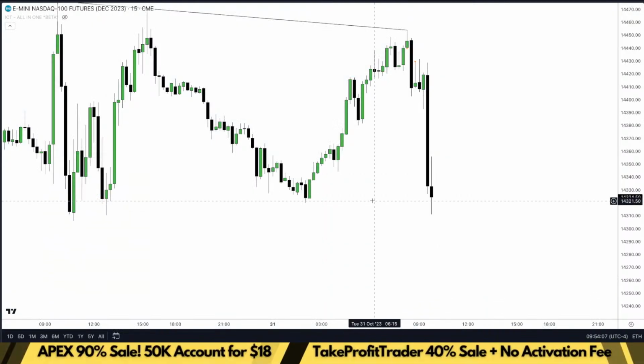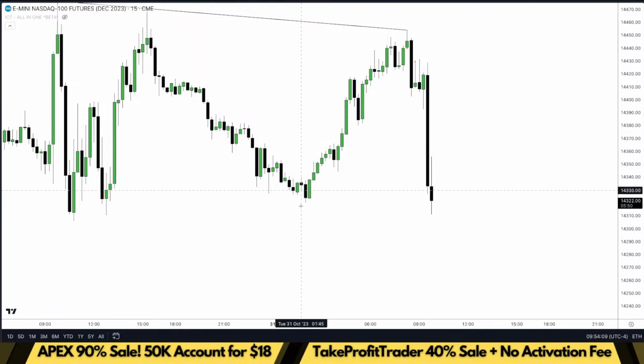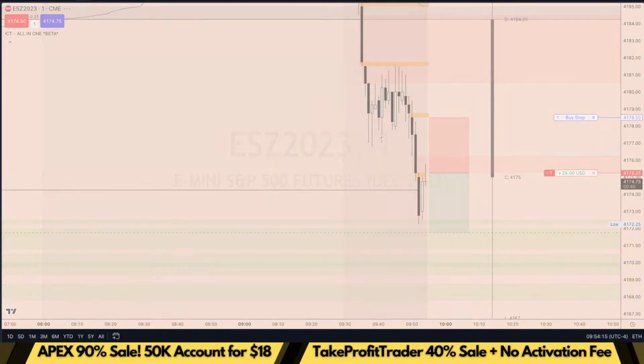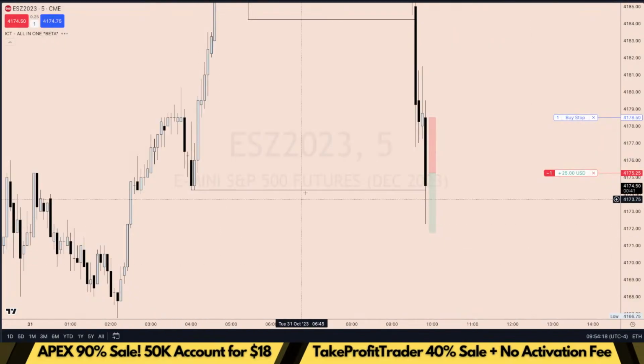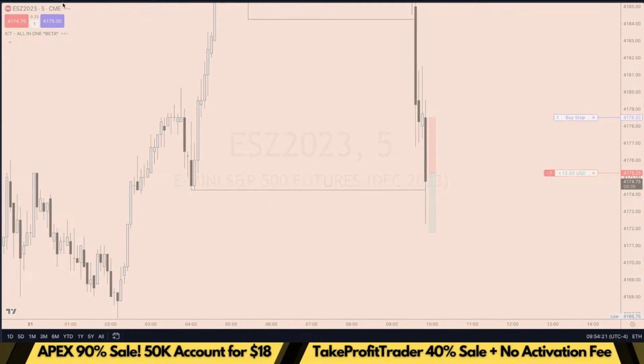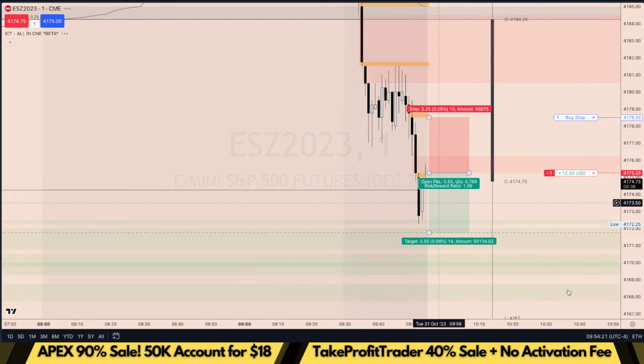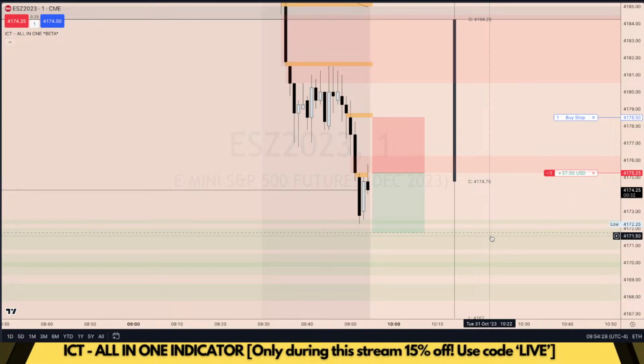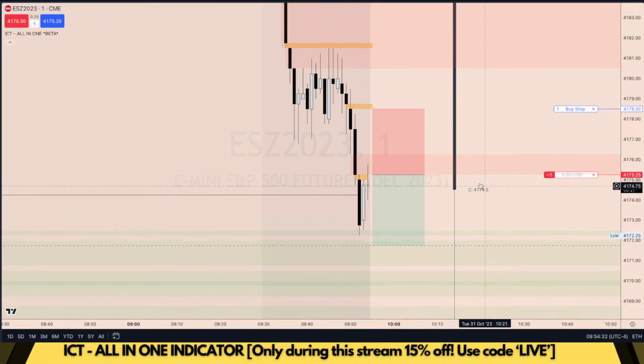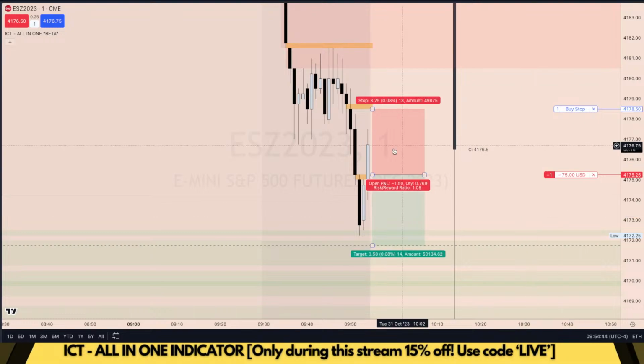So now we have pretty significant SMT divergence with NQ having taken out this 2 a.m. low right here. And we see that on ES, we didn't do that yet. We might still be able to do that very soon. If I see a close above the bearish fair value gap right here paired with the volume imbalance, I am going to cut the position early.